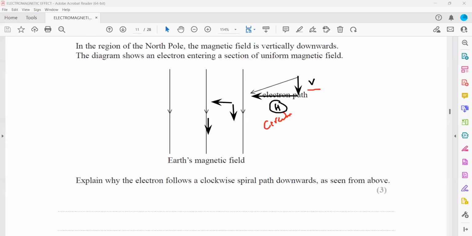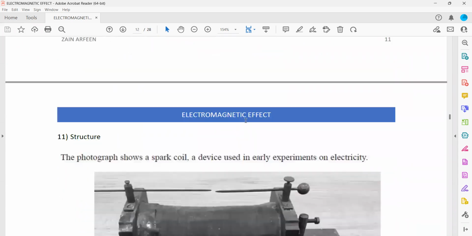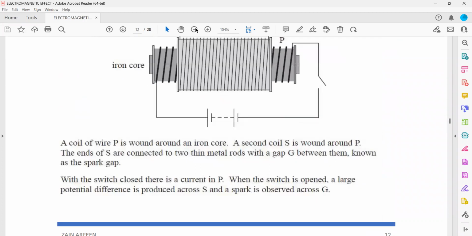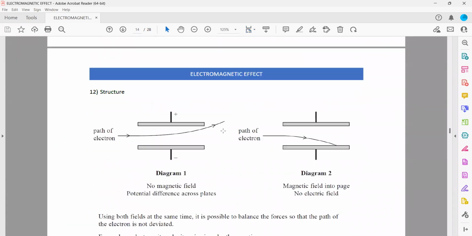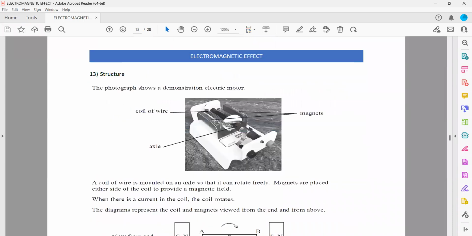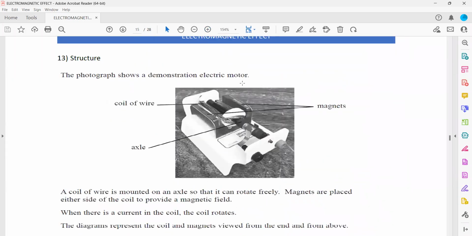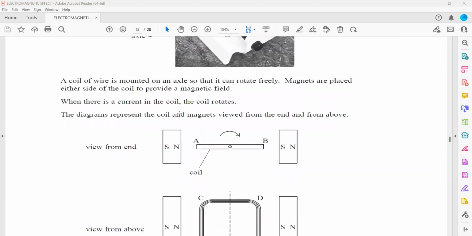So the next question, question 13. The photograph shows a demonstration of an electric motor. This electric motor uses split rings, as you can see, carbon brushes and a rectangular coil. When the current passes through it, it experiences a force and the coil rotates. Electrical energy changes to kinetic.